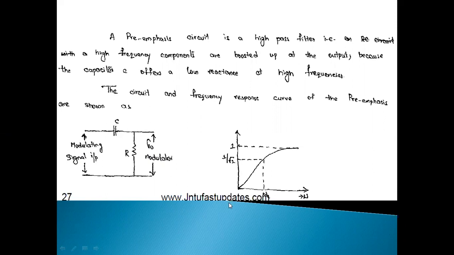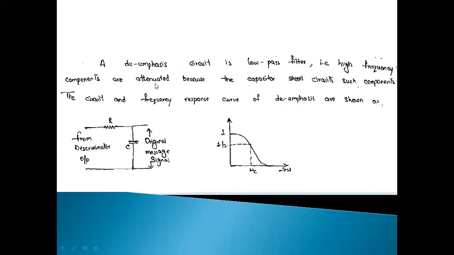So this is the response, and the de-emphasis circuit is a low pass filter circuit, the opposite of that. Because of the low pass filter, high frequency components are attenuated and low frequency is available. So this is the de-emphasis circuit, and this is the transfer function. So pre-emphasis and de-emphasis networks are used with high pass and low pass circuits: low pass circuit is de-emphasis, high pass circuit is pre-emphasis.